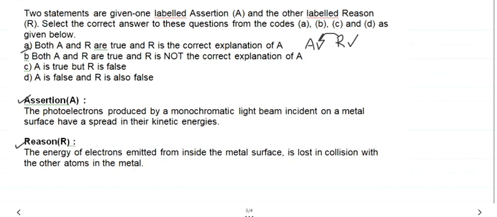Both A and R are true. That means A is also true, R is also true, but R does not explain A. That is, R is not the correct explanation of A. So this relation does not build up here. A is true, but R is false. That means capital A is correct, capital R is false.